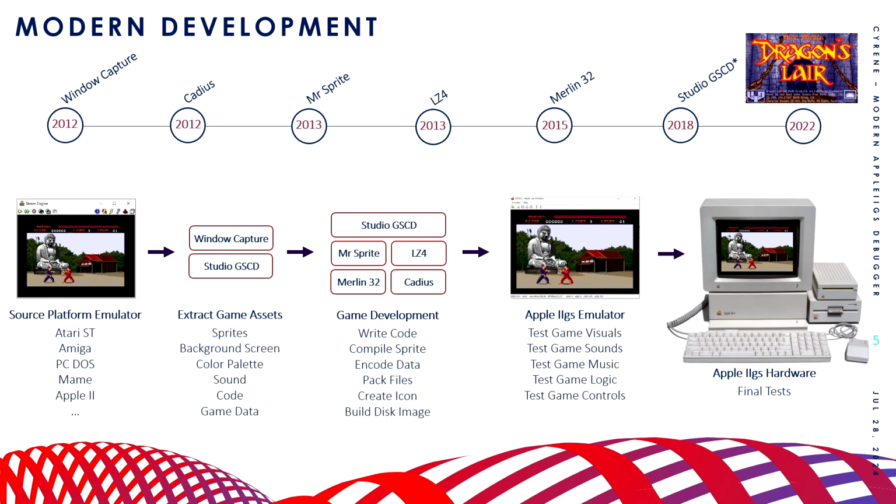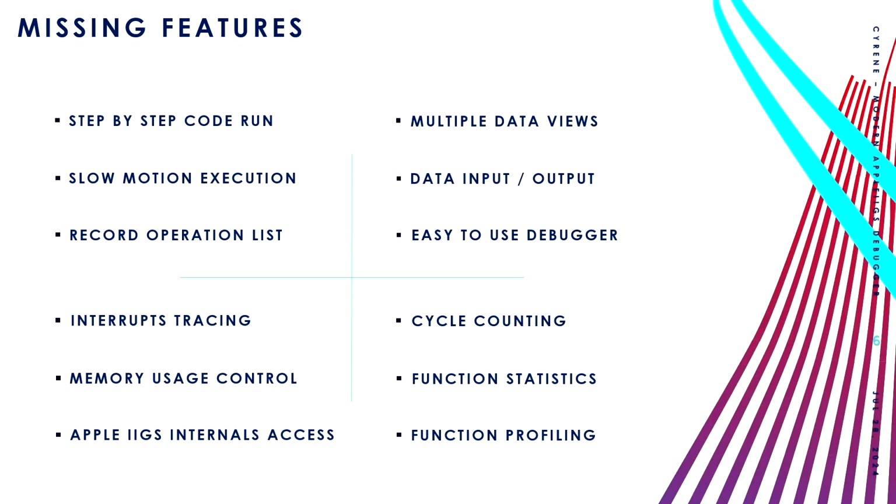Even if the usage of such cross-development tools has simplified Apple IIgs game creation, we still have some issues during the test step of the creation, especially on the emulator. Our top 3 missing features are, of course, the step-by-step run for 65816 code. Okay, we would like to run instruction by instruction. It's not possible because there is nothing at the processor level that can stop an execution after running one operation.